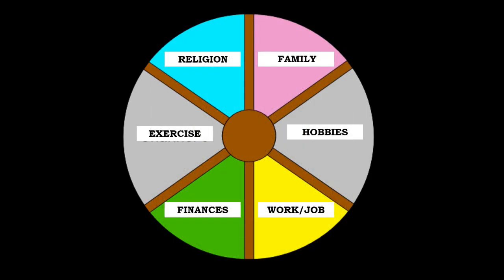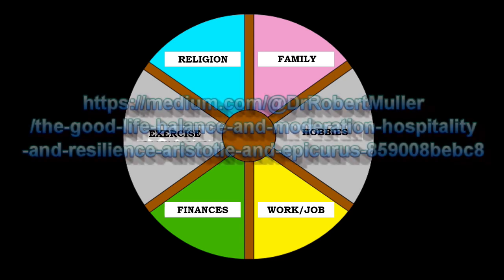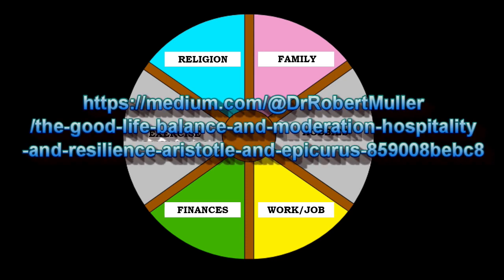Aristotle talked about a balanced life. He talked about the fact that there should be no component of one's life that becomes dominant over another component so as to distort the balance. Aristotle said to have a good life, a happy life, you have to have a balanced life. If you're interested in that article, you can see the link to that article from Dr. Robert Muller, and it is a very intriguing article.